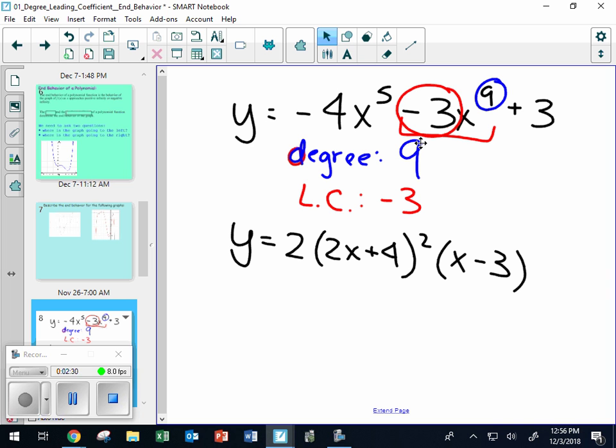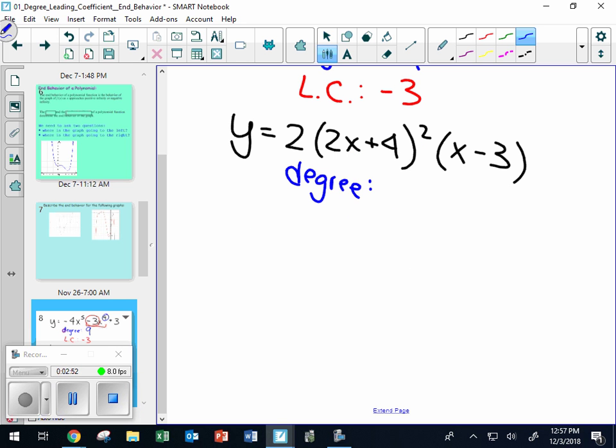Okay, this second one is a little bit harder because it's not in general form, it's in factored form. If we are in factored form, row 6, person 5 would be Parker. Parker, did you manage to find a degree? You got 3? Okay, how did you end up with 3?